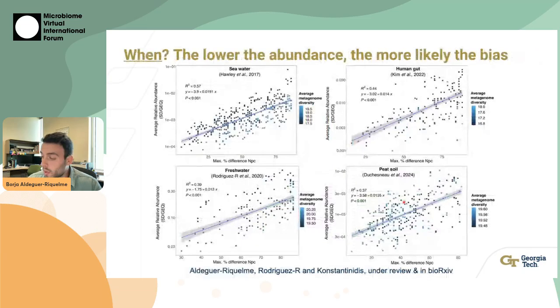As for the third question, when should we worry about this error, about this bias? Well, the answer is also simple. The lower the abundance of the feature you are interested in, the more likely the bias. And this is true for different environments, as I show you here, the analysis we did for seawater, human gut, freshwater, and peat soil metagenomes. And as you can see, the lower the relative abundance, the lower the maximum difference in non-parallel coverage that we can accept to get an unbiased result. So if you are working with low relative abundance features, you should worry about this bias.